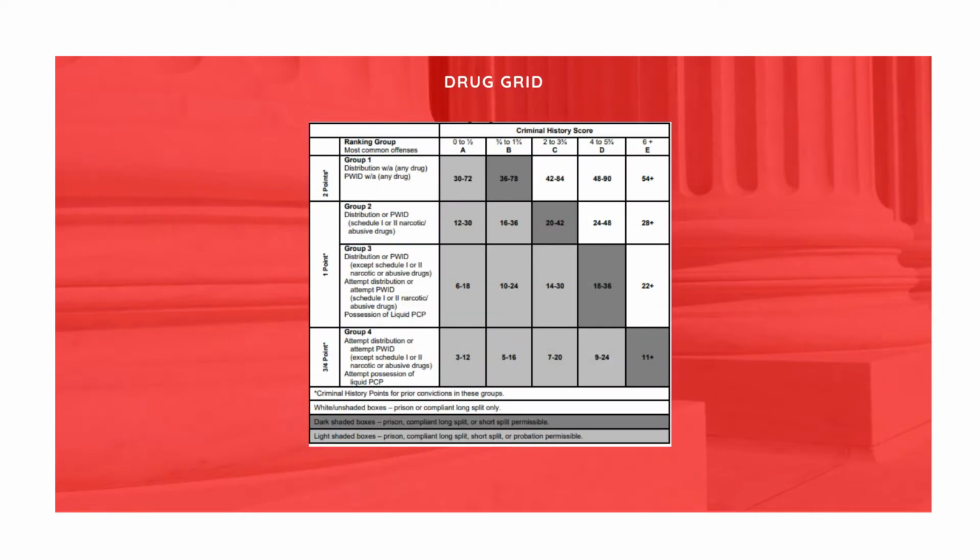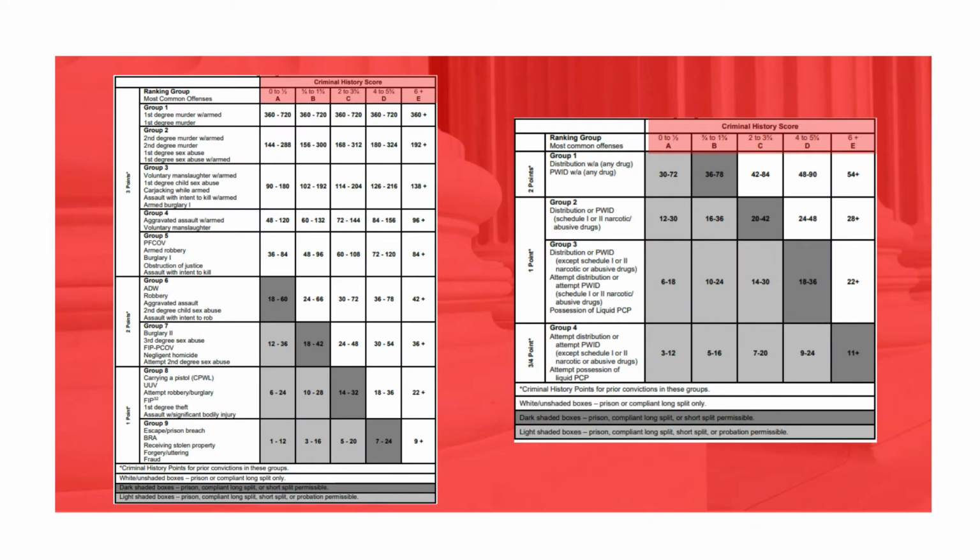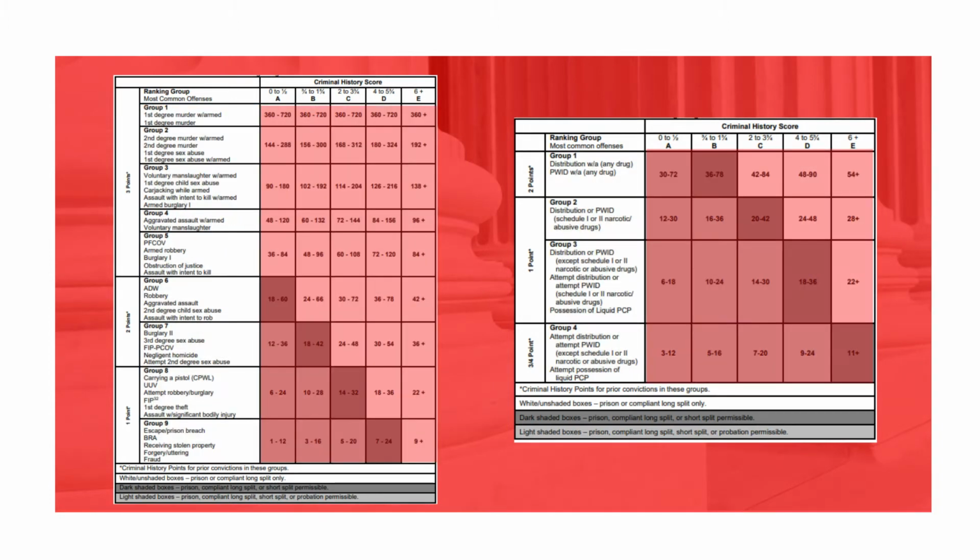The same design is seen on the drug grid. However, the y-axis on the drug grid only contains 4 drug groups instead of the 9 groups on the master grid. For a more detailed explanation of offense severity group and criminal history score, click the link below. An individual's criminal history score and the severity of the convicted offense will determine the sentence type and length that is recommended for that individual.